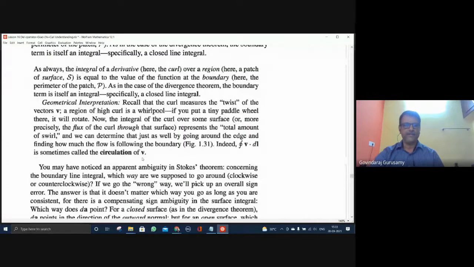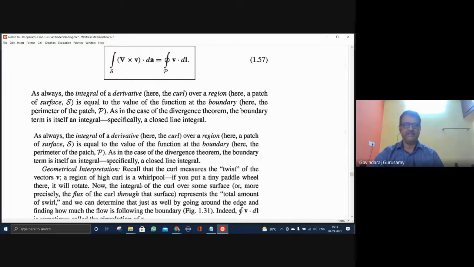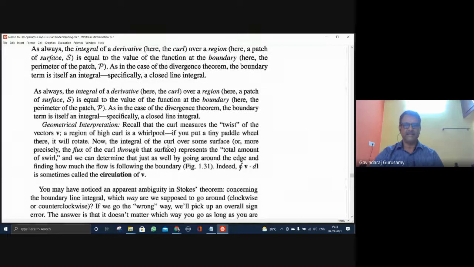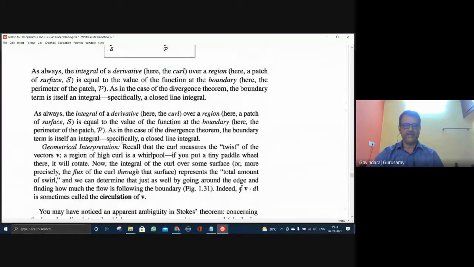So the geometrical interpretation: recall the curl measures a twist. Twist means rotation, twist of a vector V. A region of high curl is a whirlpool. If you put a tiny paddle wheel there, it will rotate. So we would like to quantify that. What is the mathematics that something is rotating? Is there any mathematics available? This is the mathematics available for us to quantify that. So the curl is available. You put a tiny paddle wheel there, it will rotate.